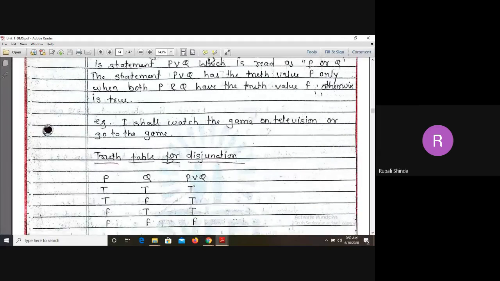Now check here: P, Q and P or Q. We are going to write the final value as F when both P and Q have truth values false. So F, F, F here. And for the rest of the time, the voice is not audible properly.